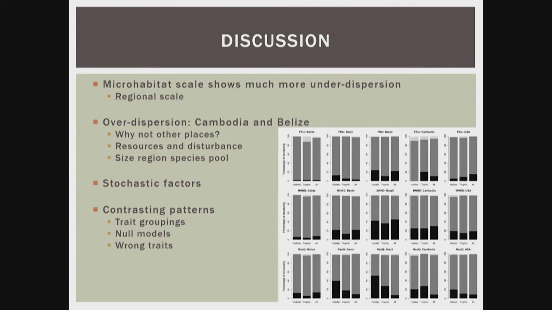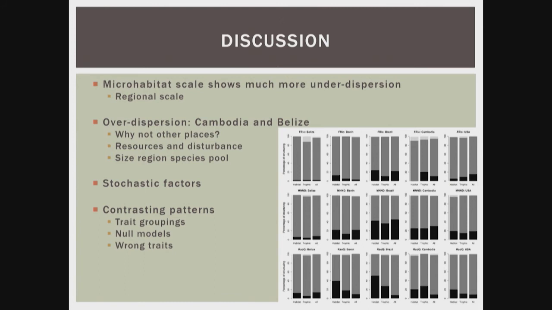Another reason, probably the reason, at least for Cambodia, is that the regional species pool size is large. I had a lot more species in Cambodia. I was sampling slightly larger streams, and there were a lot more species in there. So if you have more species in all these habitats, there's more likelihood that they'll be competing than when you have fewer species.